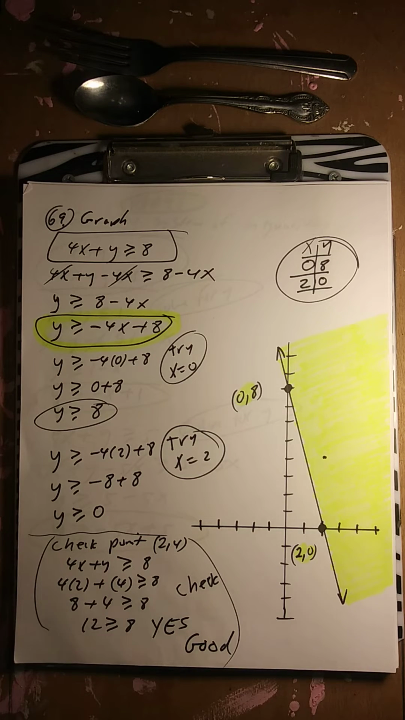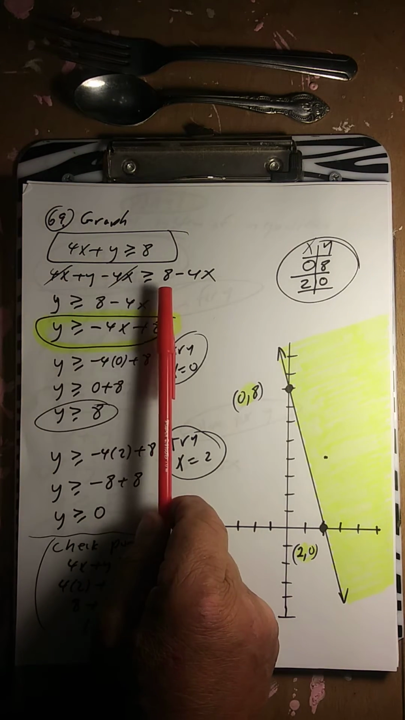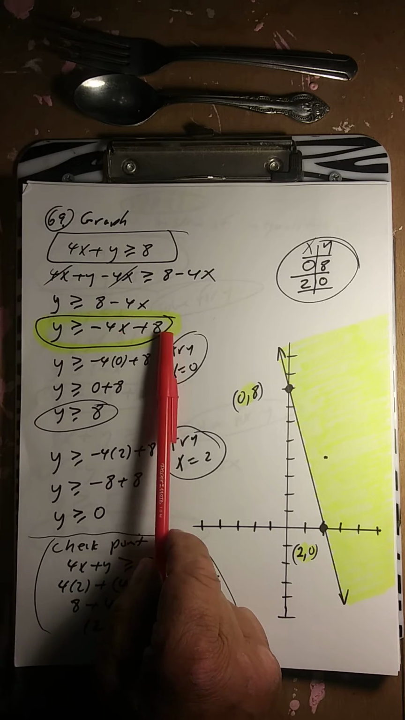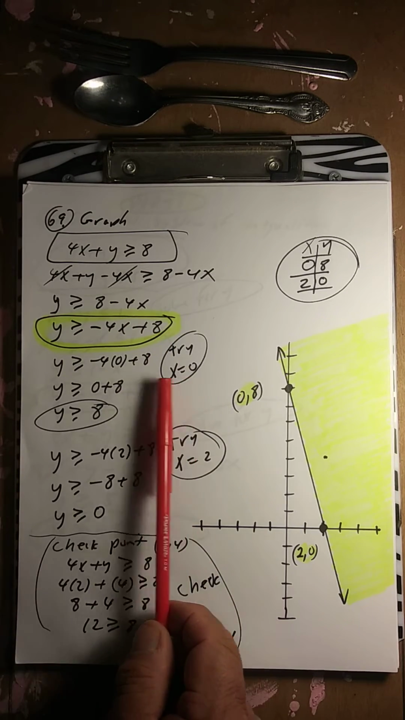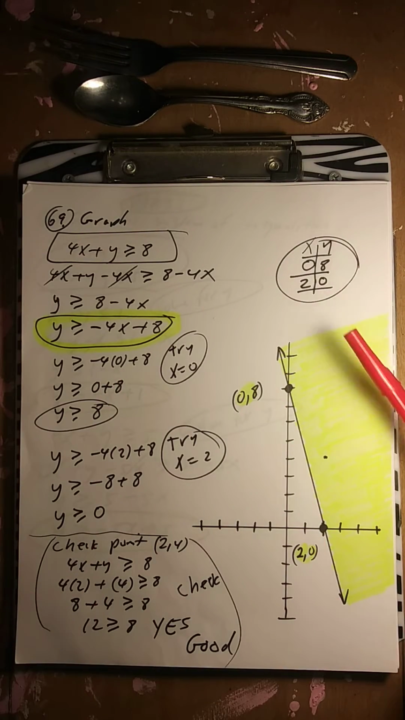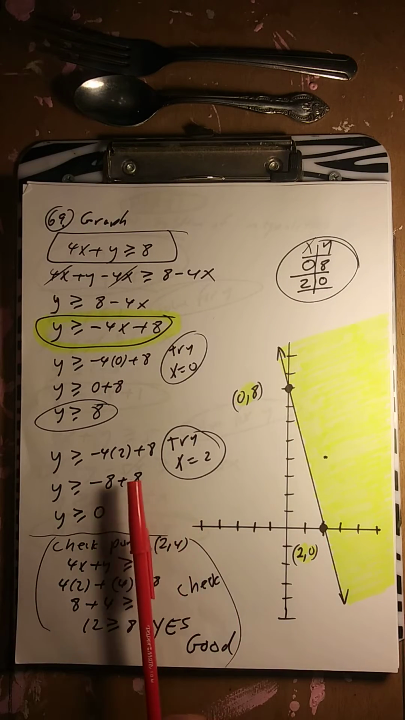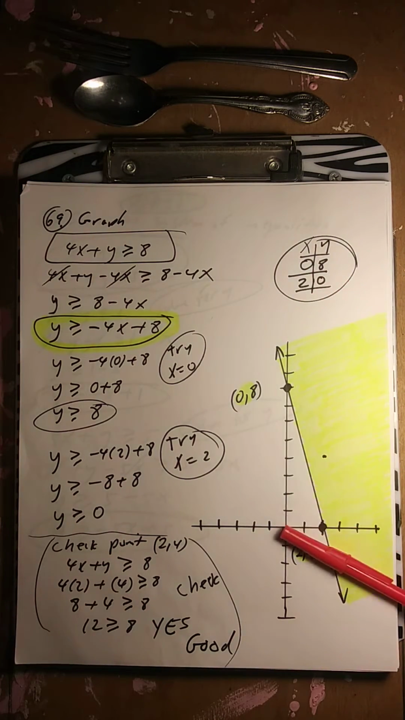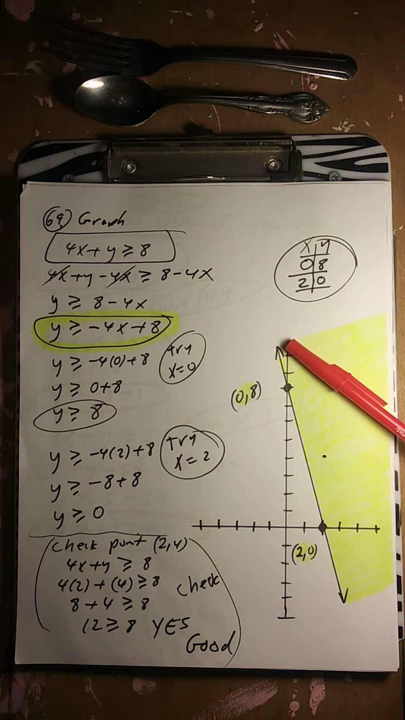Graph this inequality. So solve for y. So minus 4x, so y is greater or equal to 8 minus 4x. y is greater or equal to negative 4x plus 8. And put a 0 in there. So 0 times that is 0 plus 8, 8. So there's a pair. Put a 2 in there. We have 2 times that, negative 8 plus 8 is 0. So we have 0, 8, 2, 0. Connect the dots.